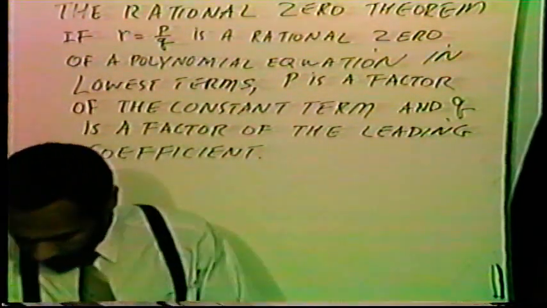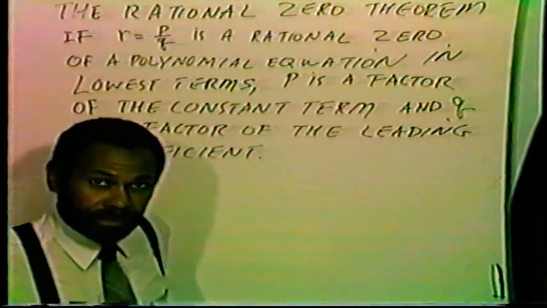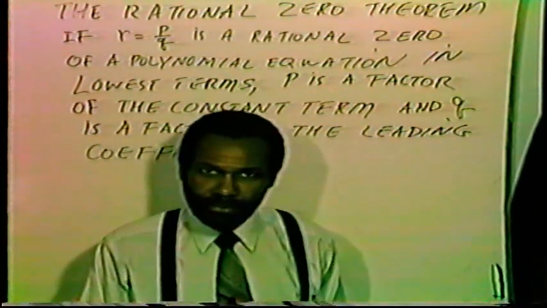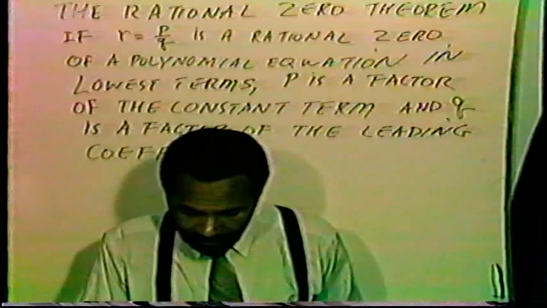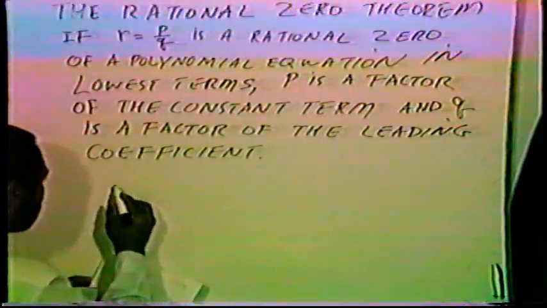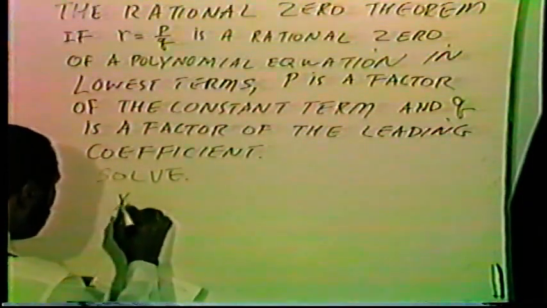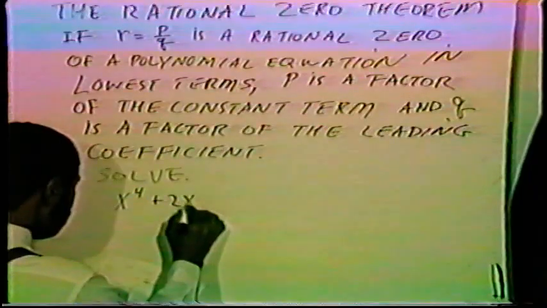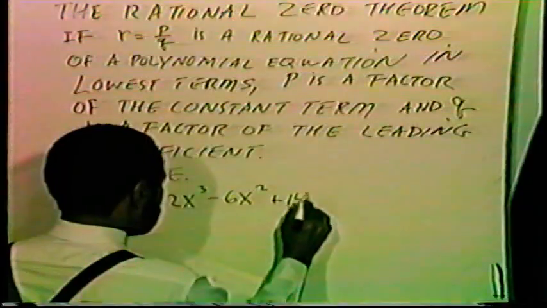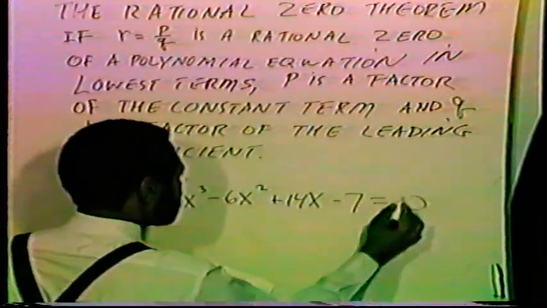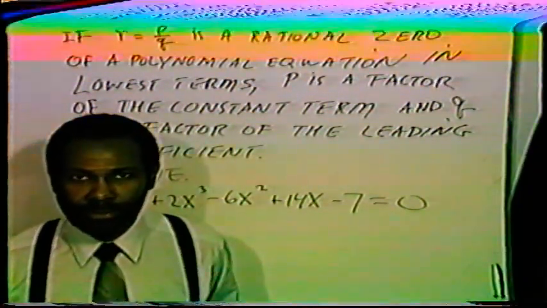As an example, suppose we want to solve this polynomial equation. And this is a very important example because you will have a lot of examples like this to do for your assignment. So suppose we want to solve the polynomial equation x to the fourth plus 2x to the third minus 6x to the second plus 14x minus 7 equals 0. We want to solve that polynomial equation.